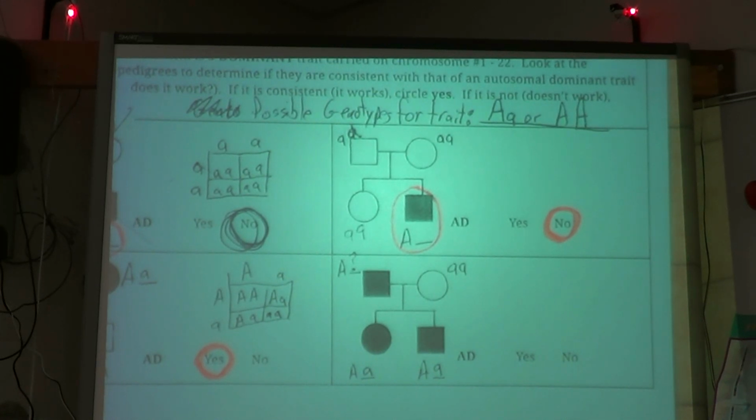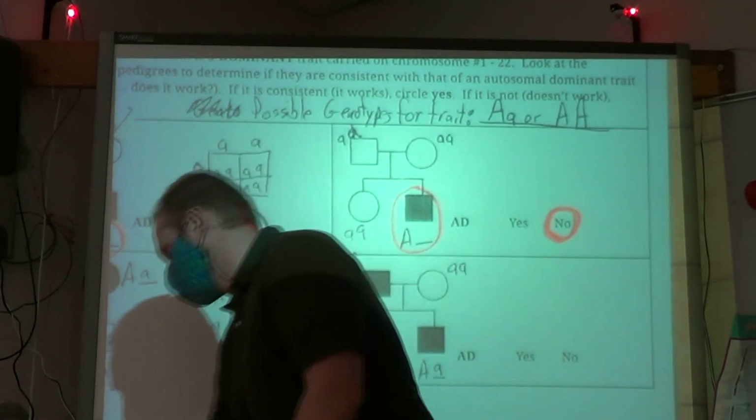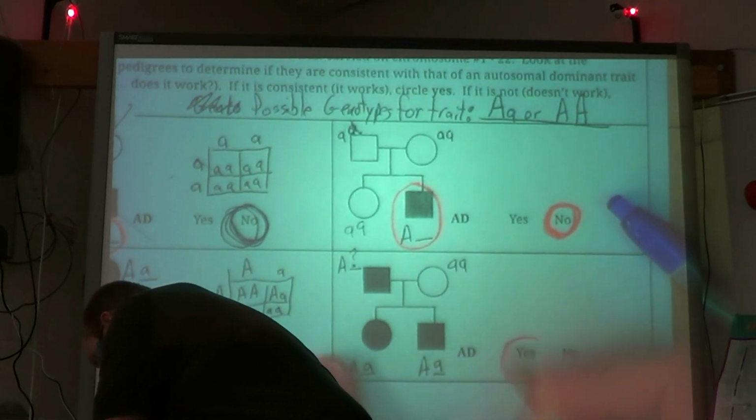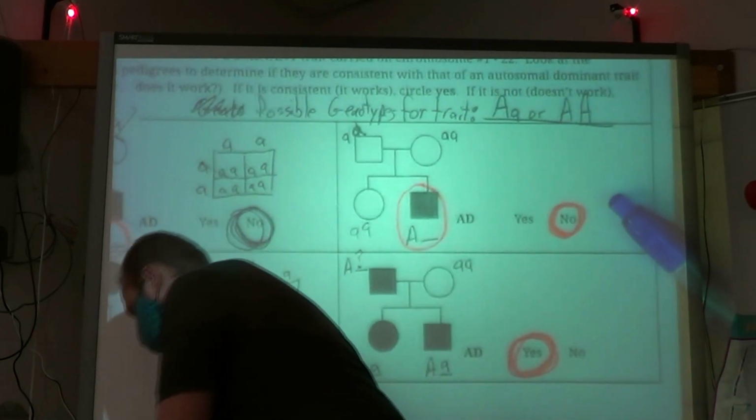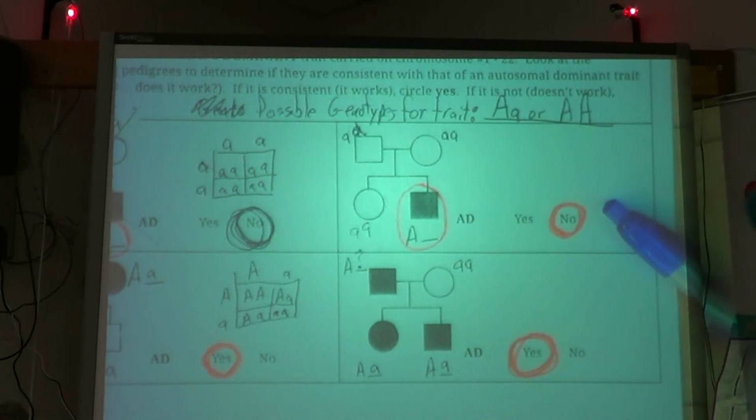No, they give possible outcomes. Is it possible for you to flip a coin twice in a row and flip heads two times in a row? Does that mean it's a double-headed coin, though? No, right? So it's still a big A question mark. We don't know for sure what Dad is. But yes, the trait in question could be autosomal dominant. It's possible. This is consistent. This one works.